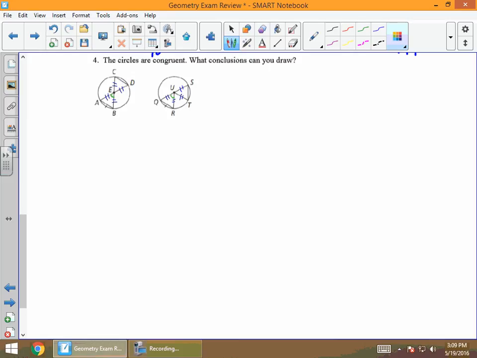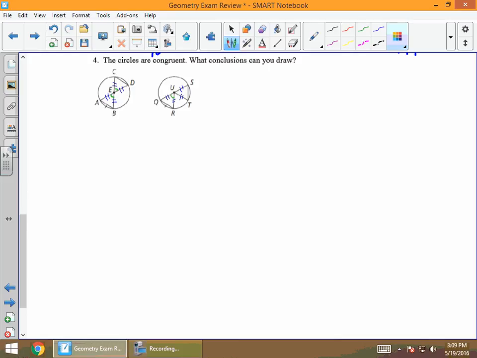In the left circle over here, angle AEB and CED are vertical angles, so those are congruent. As you look at the right circle, it looks like angle SUT could be the same as angle QUR, but we do not know that for sure. There is no way for us to definitively say that. Yeah, so I just don't know.